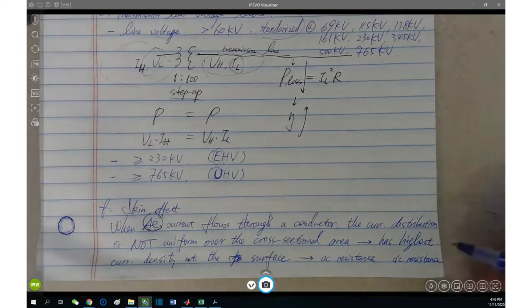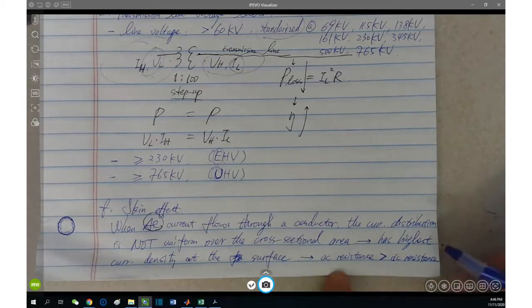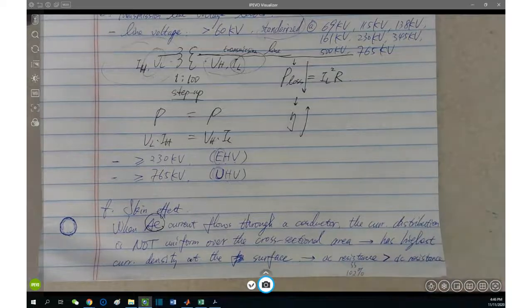To be honest, the correct answer is this. The textbook mentions, generally speaking, AC resistance is approximately equal to 102% of DC resistance. AC has higher resistance. In other words, the current is harder to go through due to the unevenly distributed current density. Your density is concentrating on the surface, and the surface is a small area. So basically, it is not fully utilizing the entire area.